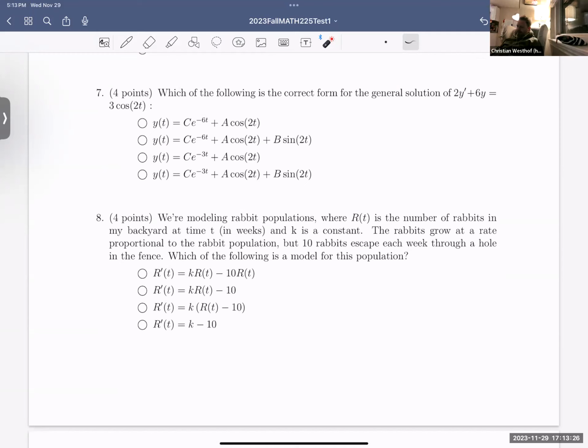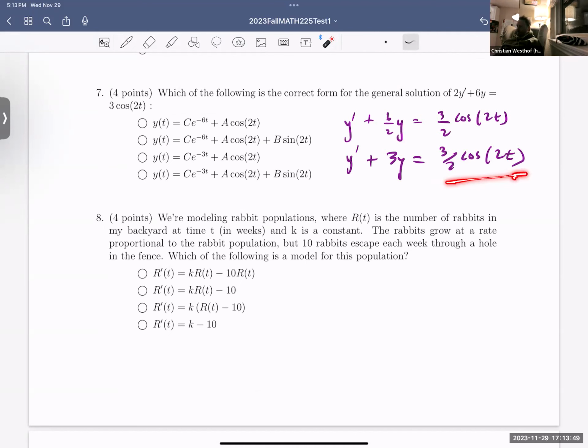For the general solution, let's put leading coefficient 1, so y prime plus 6/2 y is equal to 3/2 cosine 2t. Okay, so a couple things. The 3/2 cosine 2t in particular solution form, the y sub p, is going to have an a cosine 2t and a b sine 2t. So the top equation is not an option. And the difference between these other two is the e to the negative 6t, e to the negative 3t.